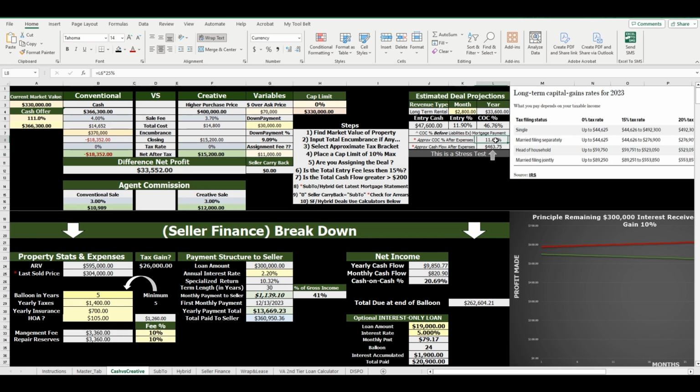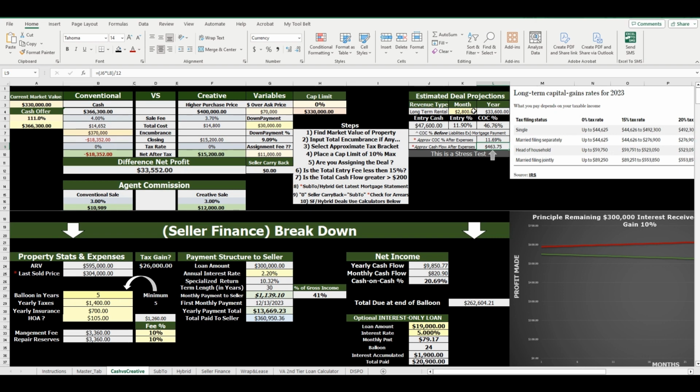And now if we take a look here, we can see our estimated cash on cash percentage is going to be around 11.69%. This is a stress test, and we're stressing to see how well we're going to be able to cash flow. According to the stress test, we're going to be cash flowing about $460 a month. Anything over $200 on a stress test is worth my time to consider a full underwriting.